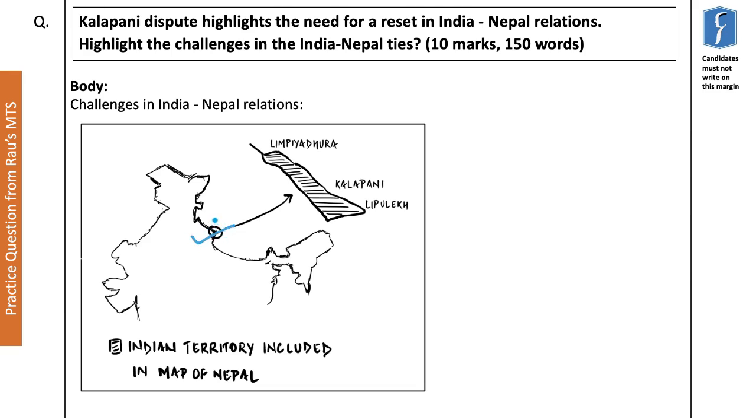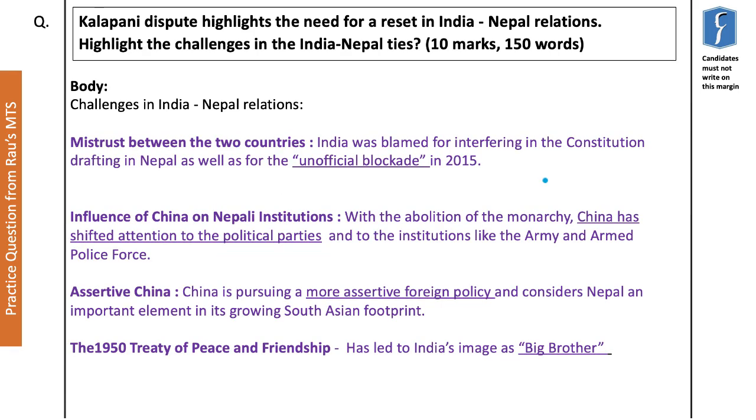and also at the trijunction of India, Nepal, and China. And finally, in the body part, we can focus on the challenges that exist in the India Nepal relations after providing a proper introduction and drawing a diagram of the location where the dispute has occurred. Now, the first challenge is that of mistrust between the two countries.